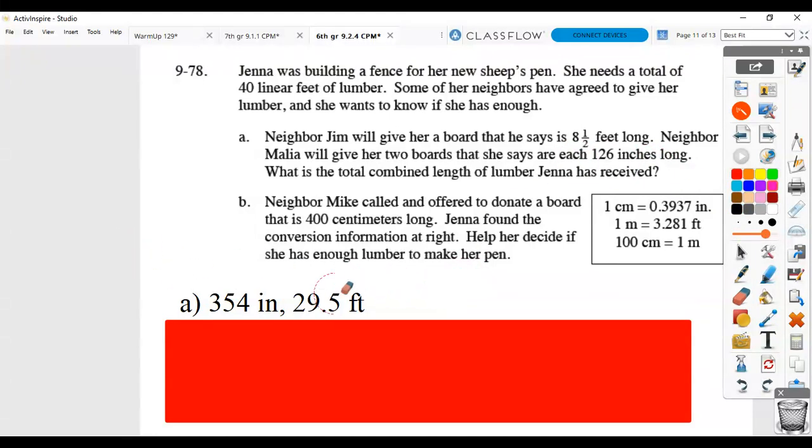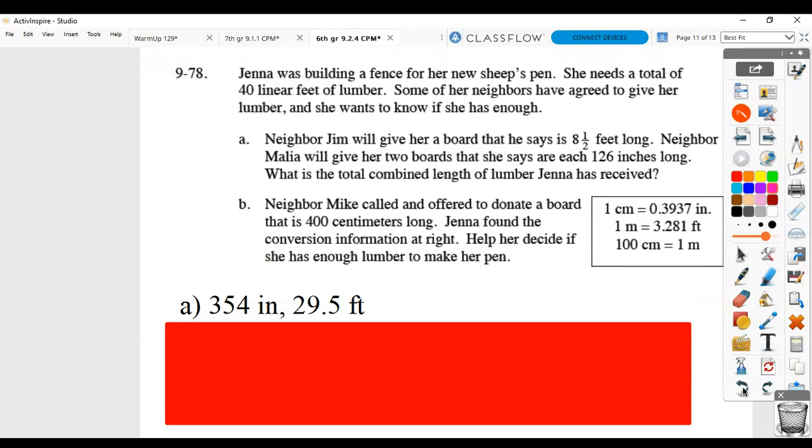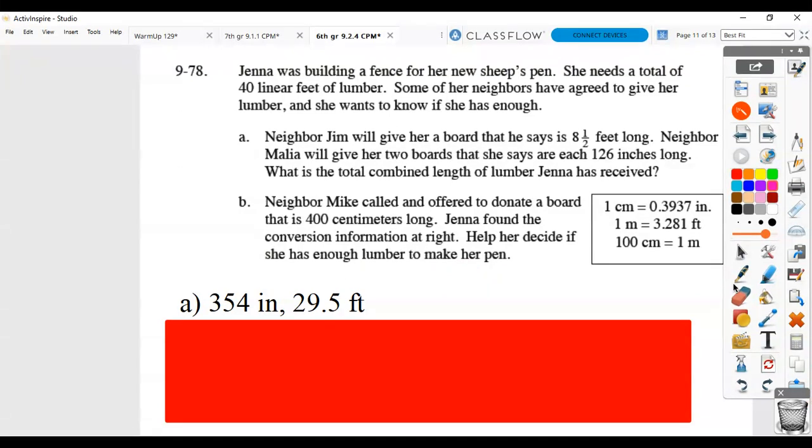B, neighbor Mike called and offered to donate a board that is 400 centimeters long. Jenna found this conversion at the right. Help her decide if she has enough lumber to make her pen. Okay, so what she knows is she needs a total of 40 linear feet. And what she has is another board that is 400 centimeters long, because right now she only has 29.5 feet.